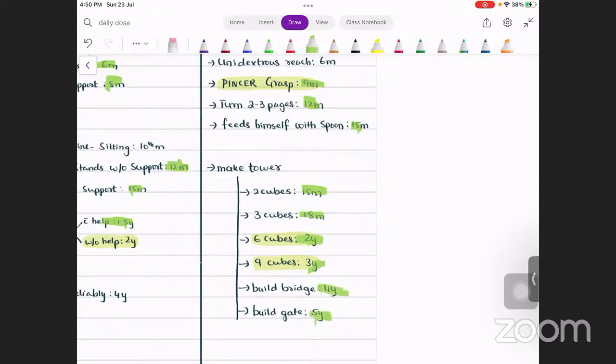So make a tower of 2 by 15 months, 3 by 18 months, 6 by 2 years, and 9 by 3 years, and builds a bridge by 4th year, and builds a gate by 5th year.